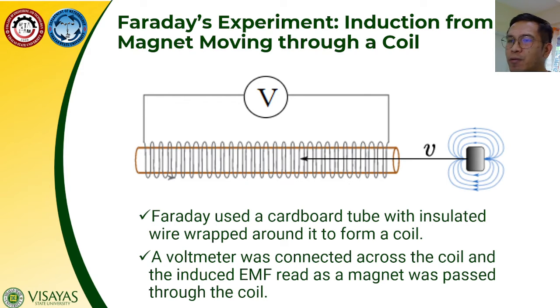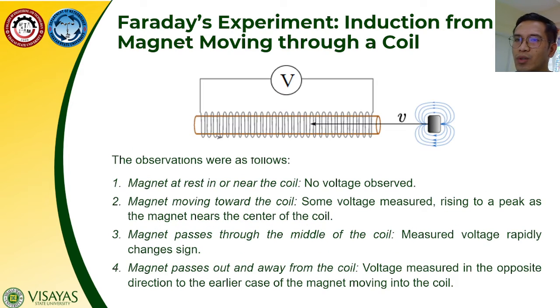So, after forming the coil, he attached a voltmeter across the coil, and the induced EMF read as a magnet was passed through the coil. So this is the setup. Basically, this is the setup. So what are Faraday's observations?